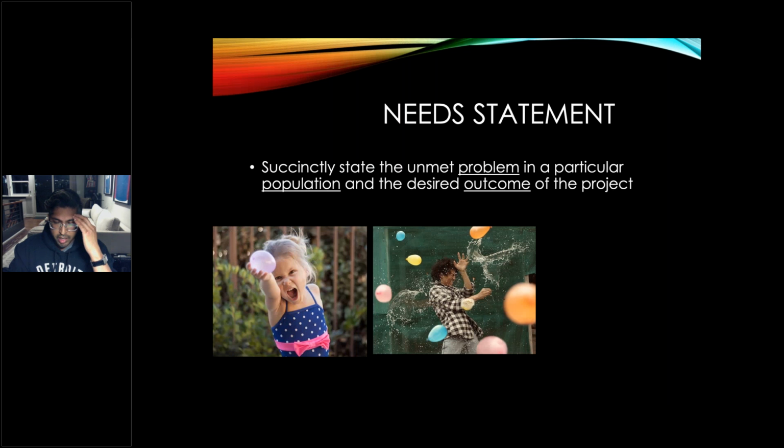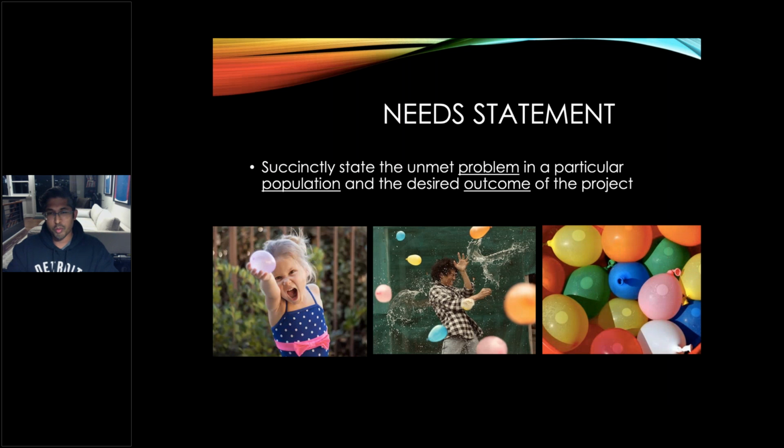So an analogy I tried coming up with was sort of making the perfect water balloon. So if you want to get in a water balloon fight, you might think of this little girl terrorizing you. That's sort of the problem. The population you're trying to help is yourself, who's getting pummeled with water balloons, and the outcome may be making multiple balloons on your own that's going to be able to fight the battle.